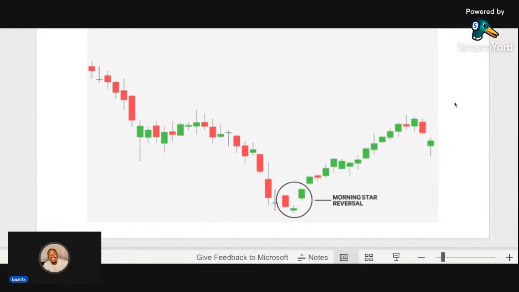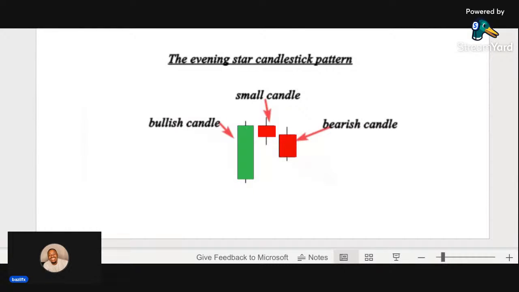The next pattern is called the evening star candle pattern. This is called the evening star candle pattern.